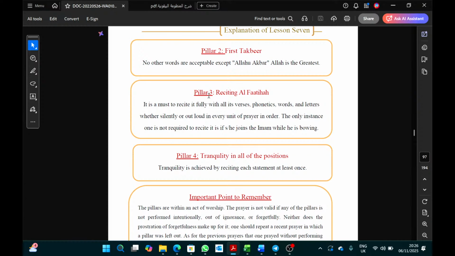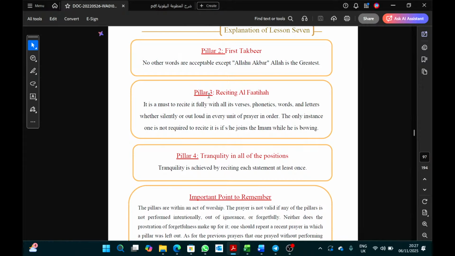Number 3, reciting Surah Fatiha. Reciting Surah Fatiha is a pillar of the Salah. The Prophet said, لا صلاة لمن لم يقرأ بفاتحة الكتاب. There's no Salah for the one who doesn't recite the opening of the book. And another narration, بأم الكتاب or بأم القرآن. The mother of the book, i.e. Surah Al-Fatiha. So we have to recite Surah Al-Fatiha.